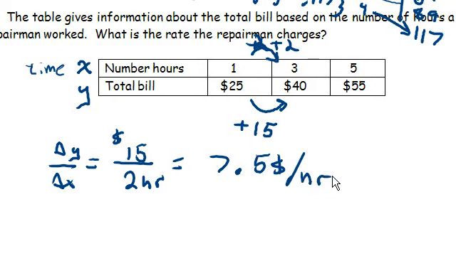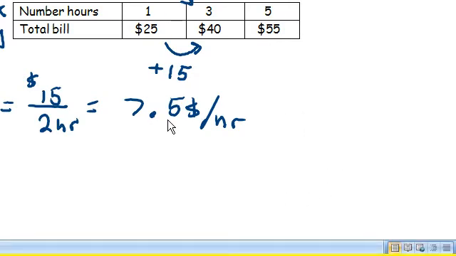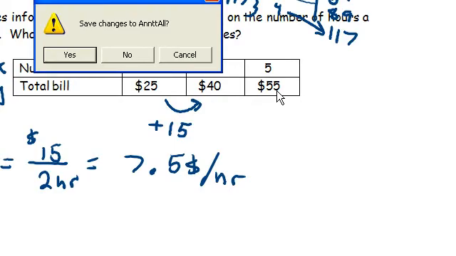Per hour. And that's a rate. Anything that is a variable per another variable, dollars per hour, is a rate. So he's getting paid $7.50 per hour.